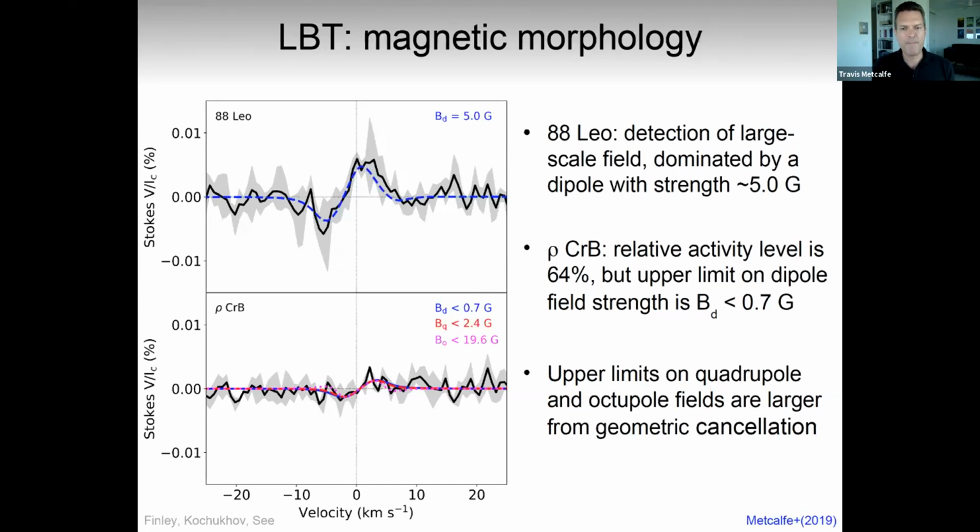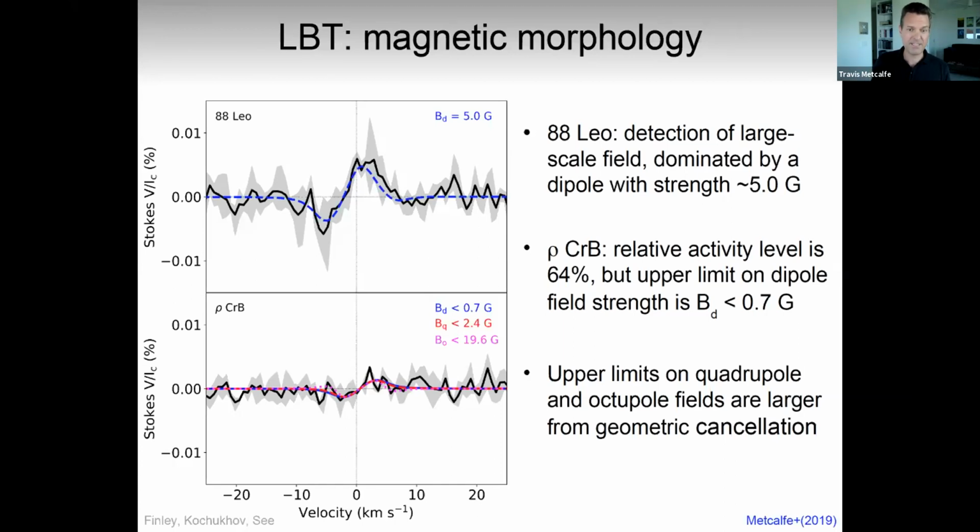The best model that we have, if you want to try to satisfy both those constraints at the same time with a mixture of dipole, quadrupole, and octupole fields, we find essentially no dipole field in Rocore Bohr, mostly quadrupole field and some octupole field to account for the total relative activity level. And the braking torque for that model is 6% as strong as the one for 88 Leo.